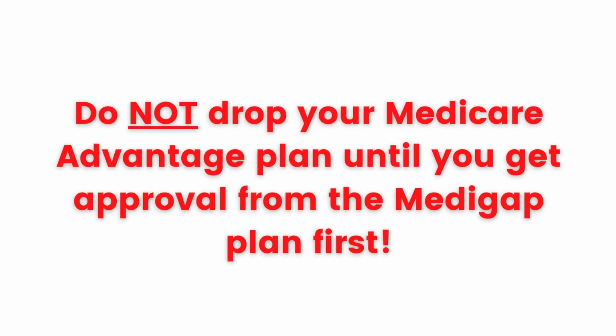This could be a disaster if you didn't know this and you dropped your Medicare Advantage plan before you got a denial letter by the Medigap company you applied with. Now you just have original Medicare and the election period may be over or almost over. It's very important that if you're wanting to leave a Medicare Advantage plan and get a Medigap plan instead, that you do not drop your Medicare Advantage plan until you get approval from the Medigap plan first. This means you need to start this whole process early in the annual election period so that you don't run out of time when December 7th rolls around.